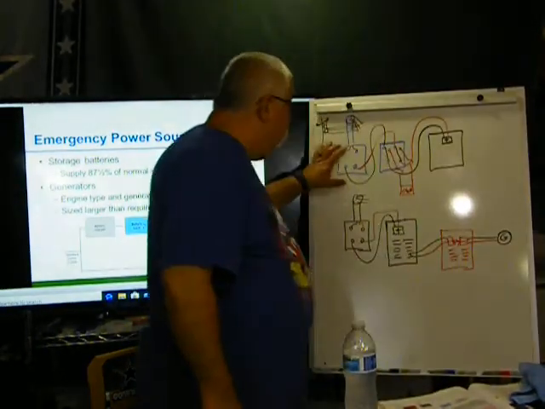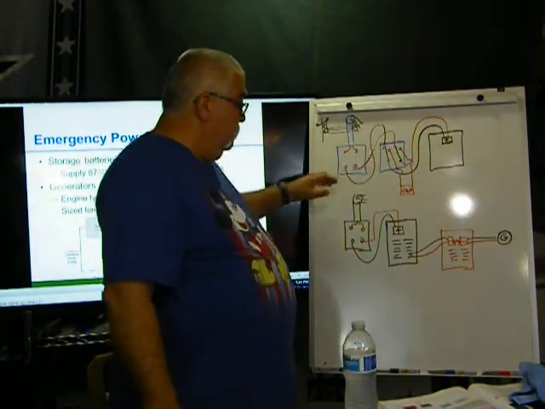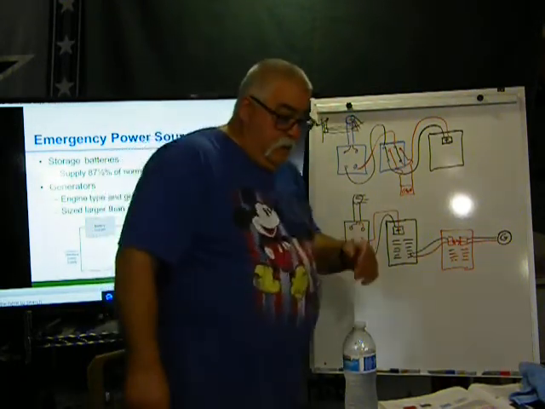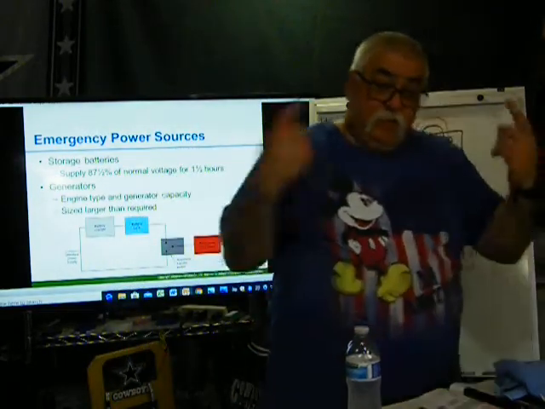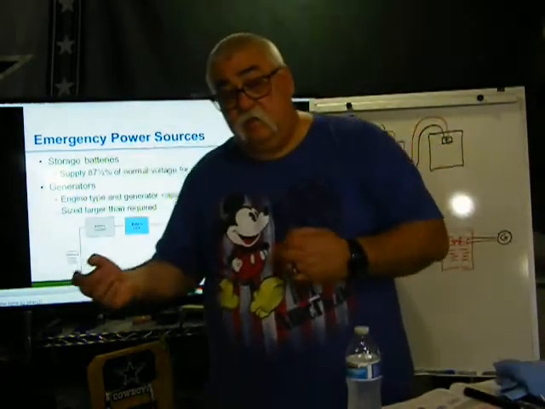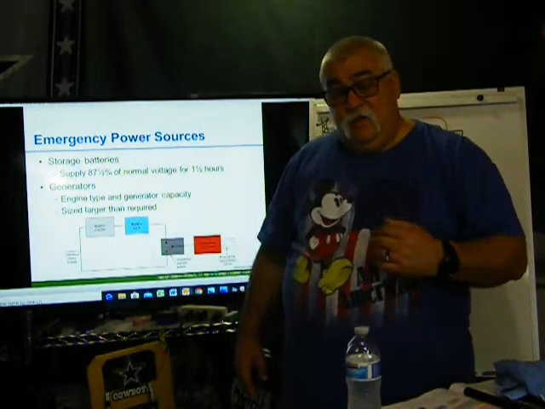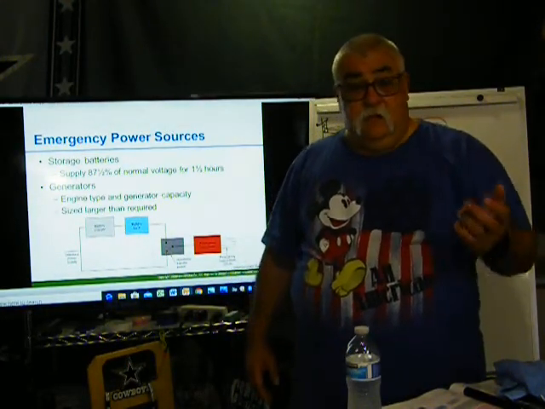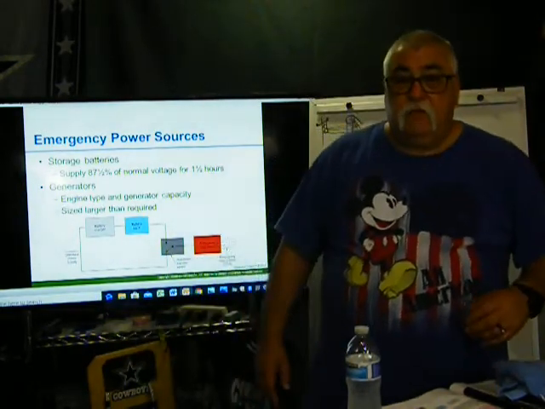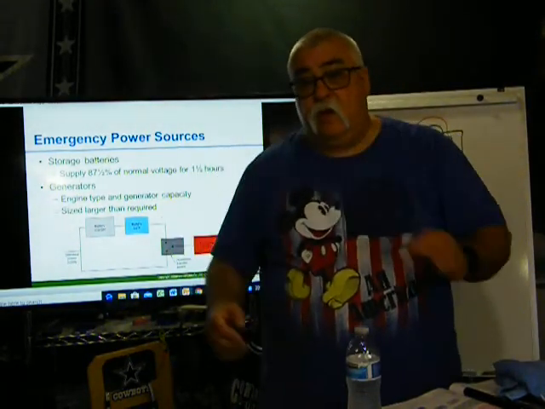And then you have a separate service. So we have a service here, and we can have a separate service that goes through a transfer, so in case this service goes down, I have 2 services coming in. One I would consider my normal service, and the other one is my emergency service that I can transfer over to. But the only problem with that is if the power lines go down, guess what? You're out on both of them. Both services would be off. That's only good in case you lose power on one, you can transfer to the other.